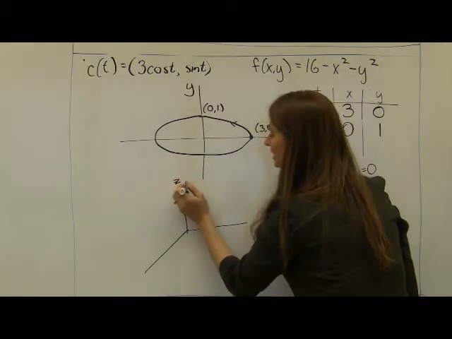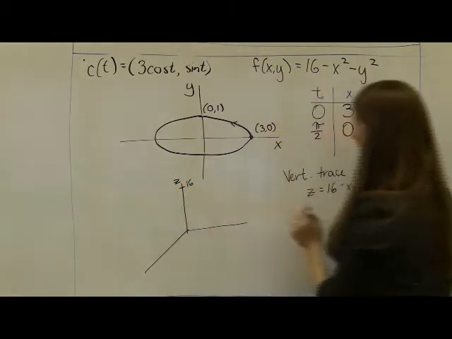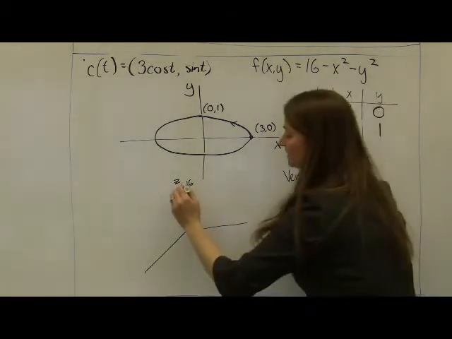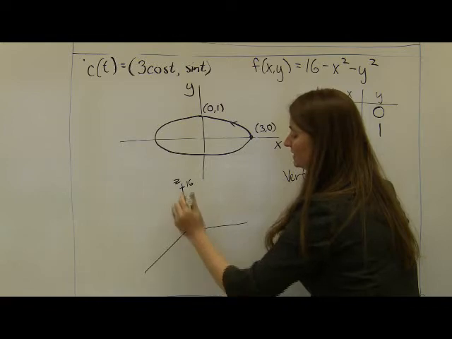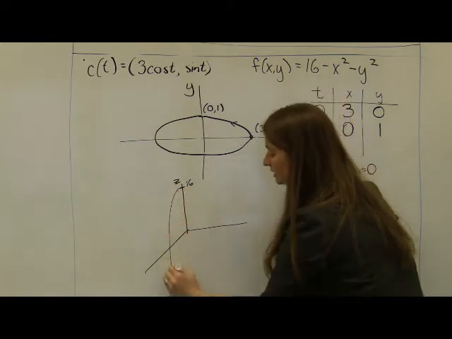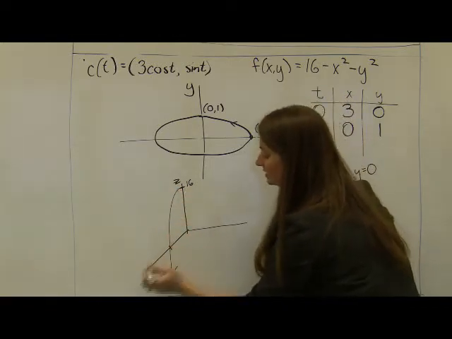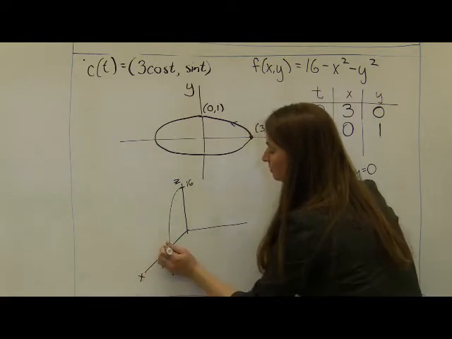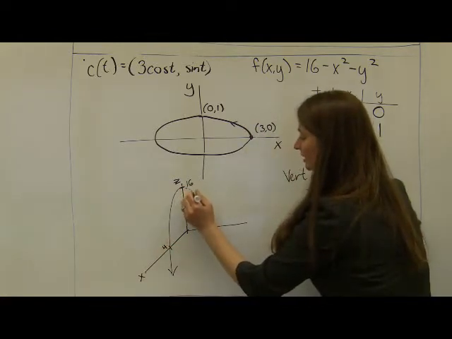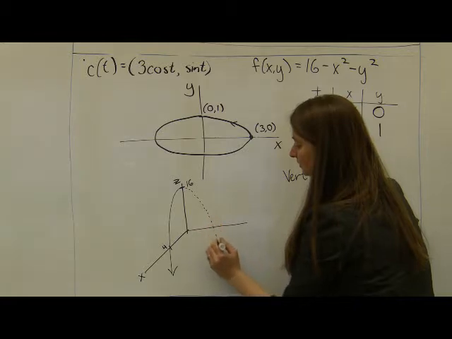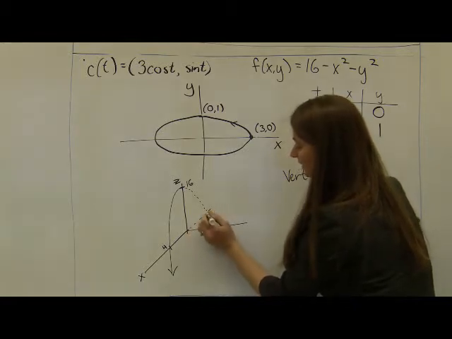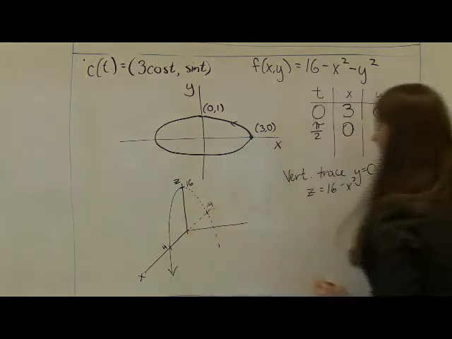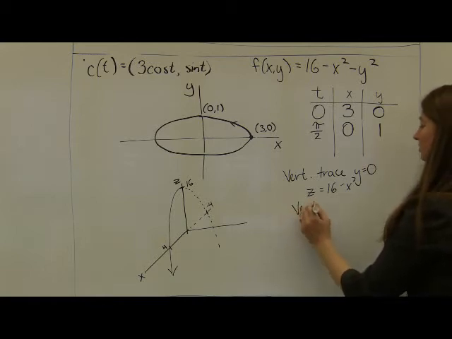My z-coordinate up here is going to be up at 16, and I have a downward-facing parabola where my y is equal to 0. And this downward-facing parabola has x-intercepts at positive 4, and I'll do this dotted because it's back here, and negative 4.